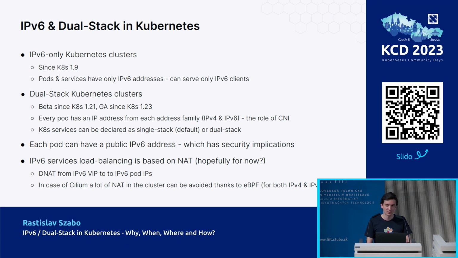There is some work, or there are already some people thinking about how we could address that, but at the moment, each IPv6 or dual stack service would get assigned some virtual IPv6 address, which would be NATed when the traffic goes to the backend pods. But as you may already know, in case you are using Cilium CNI, a lot of network address translation can be avoided thanks to eBPF, which is actually the case for both IPv4 and IPv6. So you may take a look at that.